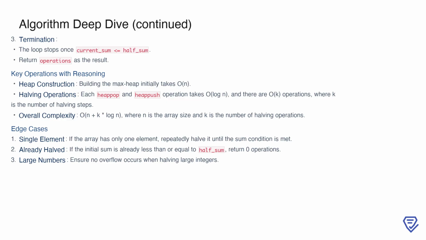If k is the total number of halving steps, the overall complexity of the algorithm is n plus k * log n. This is efficient given that k is typically much smaller than n in most practical cases.